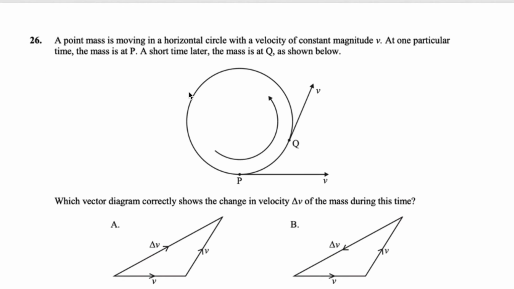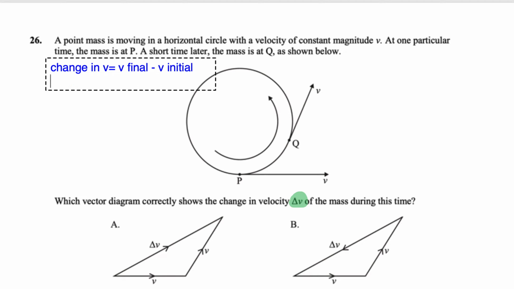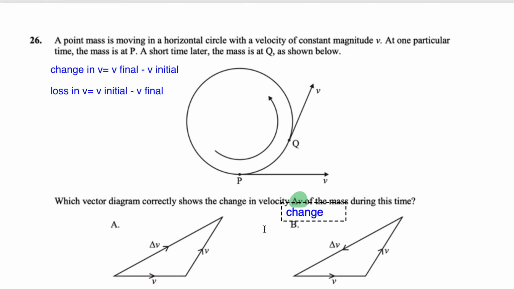Now, question 26. They ask which diagram represents delta V. We summarize the change and loss. Change in V equals V final minus V initial. The loss in speed just equals V initial minus V final. So you just need to read the question carefully. In this case, they ask you for the change, so change equals final minus initial.